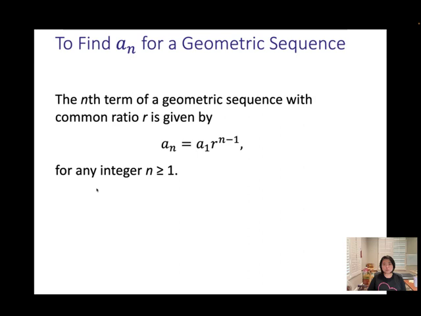The nth term of a geometric sequence with common ratio r is given by a n equal to a1 times r to the n minus 1. So highlight this formula. This is going to be your general term for the geometric sequence.